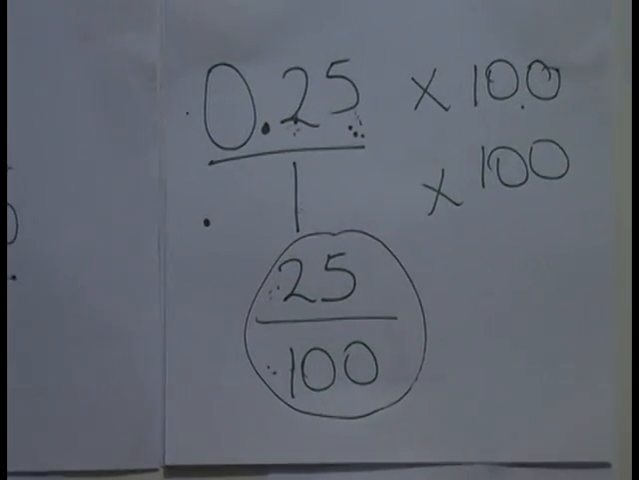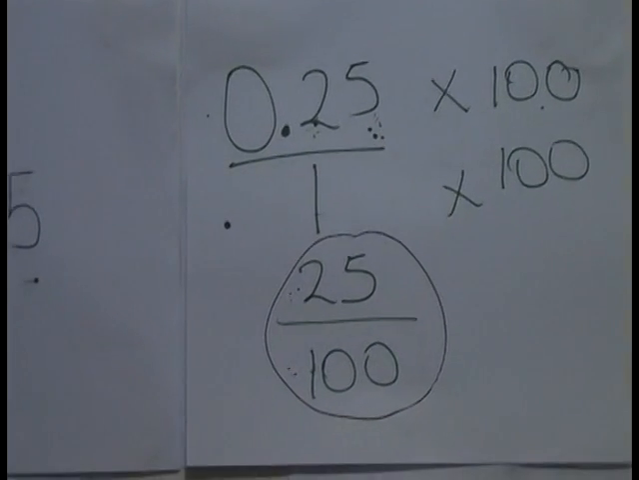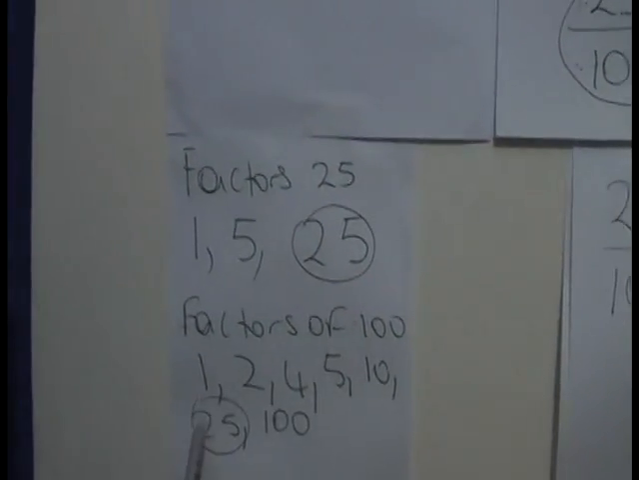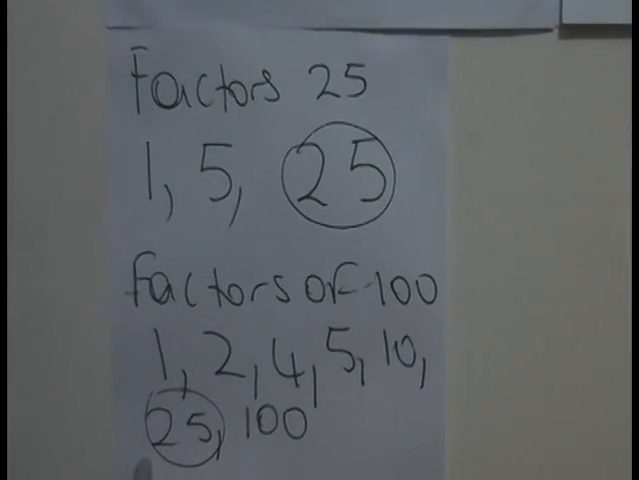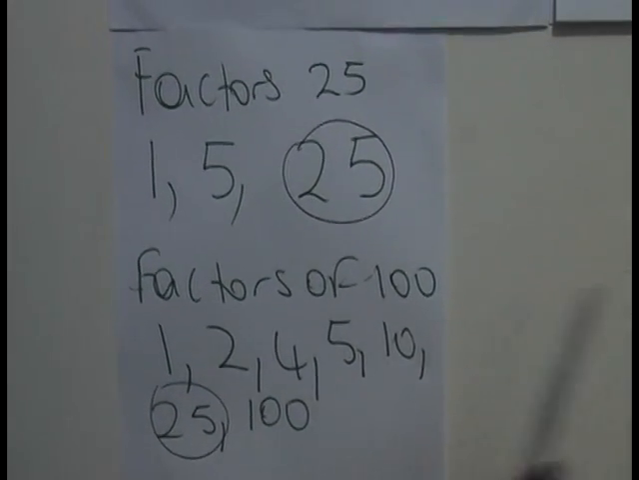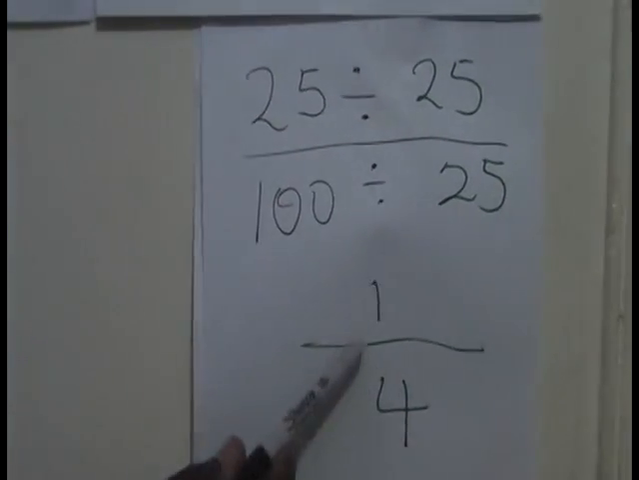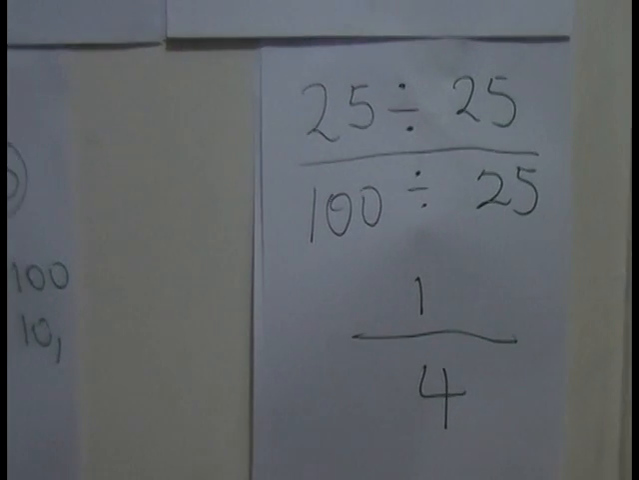So if you're in an exam and you're asked to write a fraction in its lowest term, the step is to find the factors of both numbers, and then you find the highest common factor of both numbers, and then you use that highest common factor to divide both the top number and the bottom number to get your lowest term. And that's it.